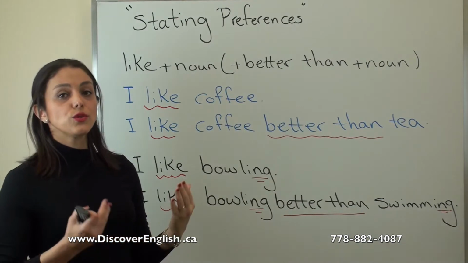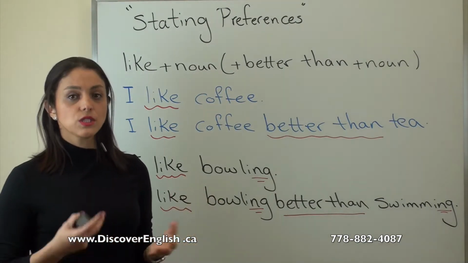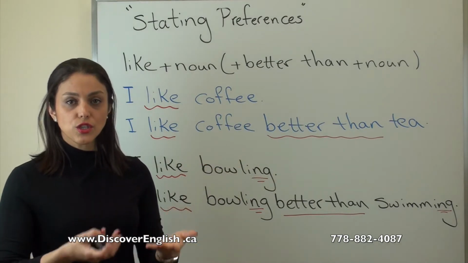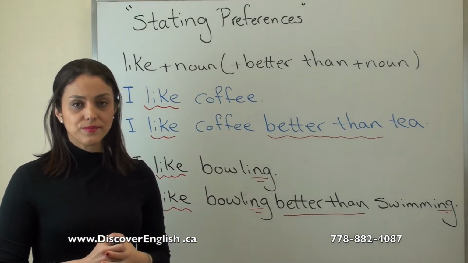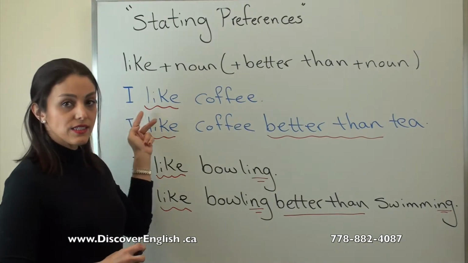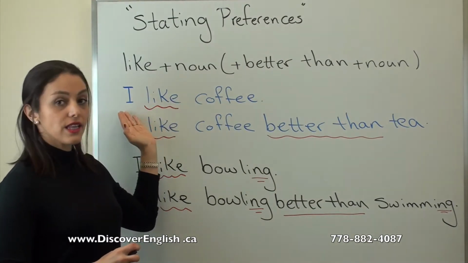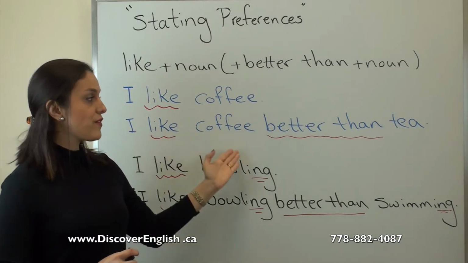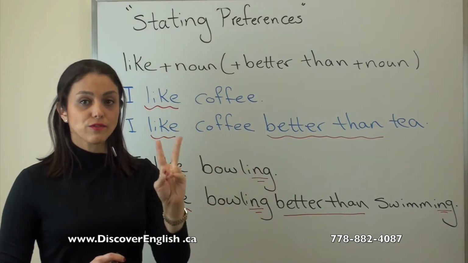Or you can say I like coffee better than tea. It means if you have two options, which one would you choose? Of course you want to choose coffee because you prefer coffee. So look at these two structures. I like coffee, or I like coffee better than tea if you have two options.